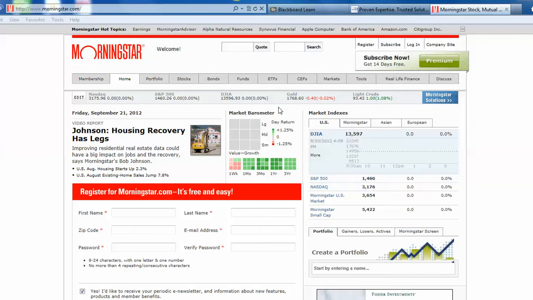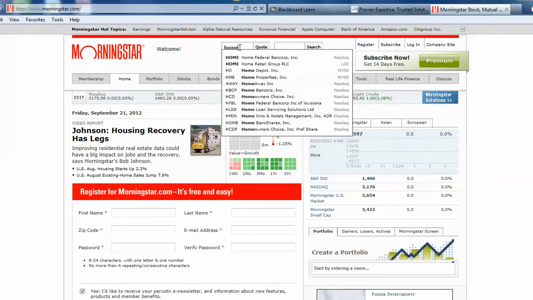So one of my favorite sites is Morningstar. I think it's quite well laid out. It's easy to find the information you're looking at. So to begin, you would just pick a couple of companies, and you don't even have to know their stock symbol. You can just start typing them in, like Home Depot. If you start typing that in, then you pull up the one that you're looking for.